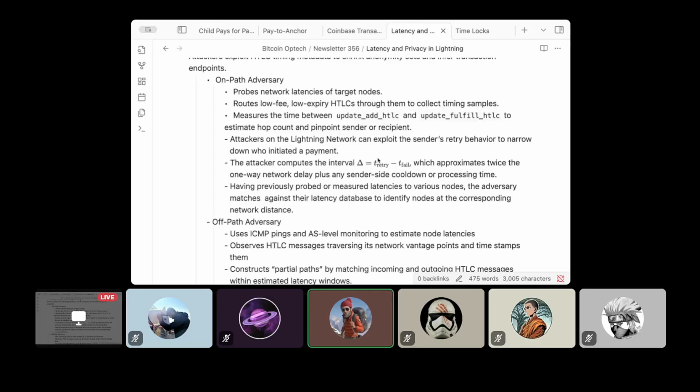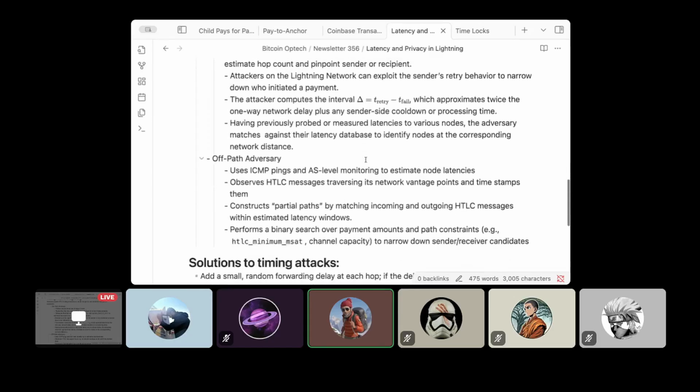Because he has probed and measured the latencies of all different nodes that are already in the network, he can match the latency that he gets against his database with the node that he wants to de-anonymize, and identify nodes that correspond to that network distance. That's how he can get an idea of whether the node is probably within a certain geographical limit or very far away. He can make inferences based on this delta that he calculated. So this is an on-path adversary.